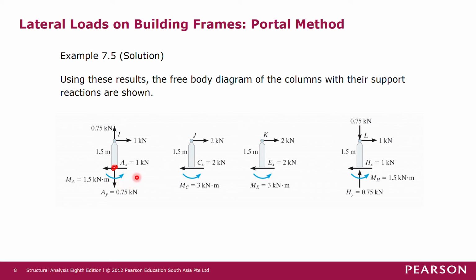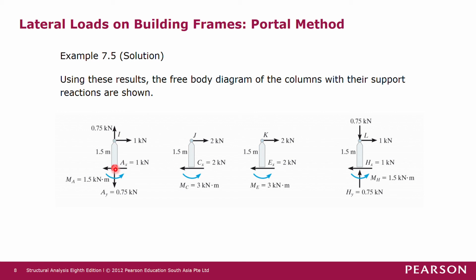Okay, so to solve for Ax, we just sum total forces in the horizontal direction. So we have 1 minus Ax equals 0, so Ax equals 1. A positive solution means that Ax is correct in this direction. And then we sum total forces in the vertical direction. So we have 0.75 minus Ay equals 0. So Ay equals 0.75 kilonewton, and it's downward. And then to solve for Ma, we may sum moment at joint A, or you may sum moment at joint I. Both will give you the same solution.